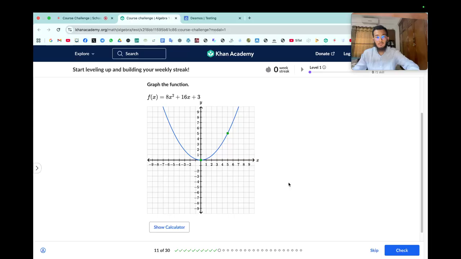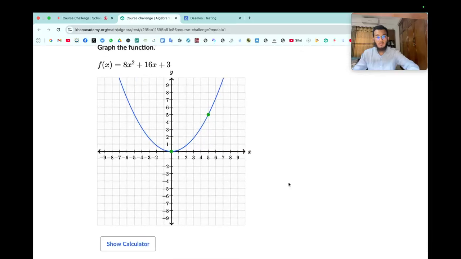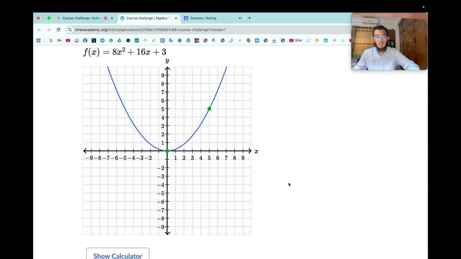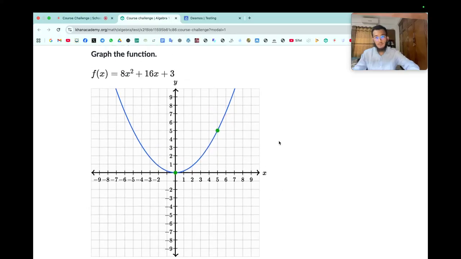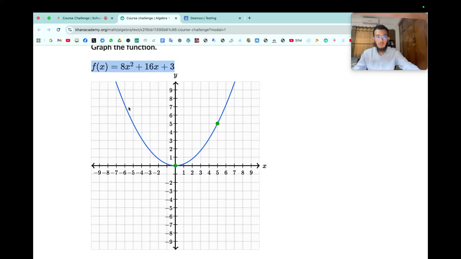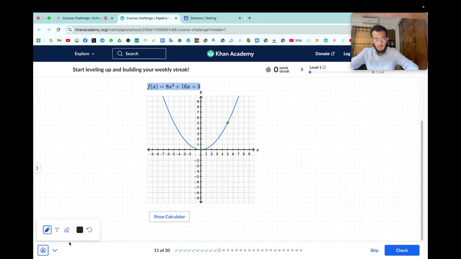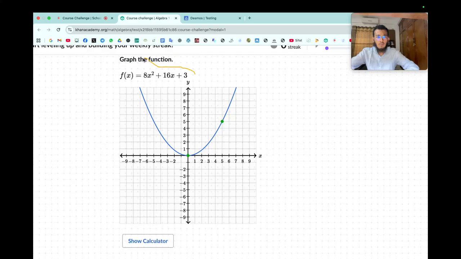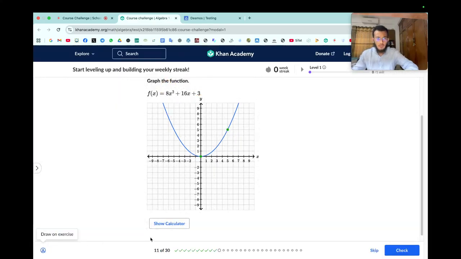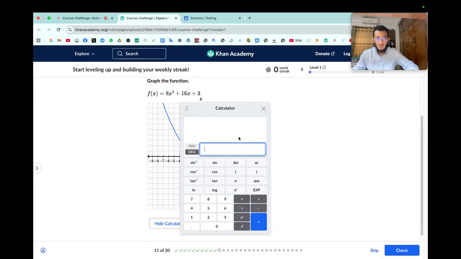Okay, so they have asked us to graph the function. We have a calculator. What we have to do is find the vertex of this graph. And how do we do that? We complete the square, or we could just find the roots as well. Finding the roots would also aid us in this matter.